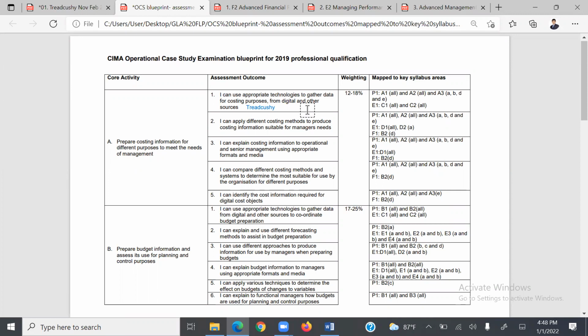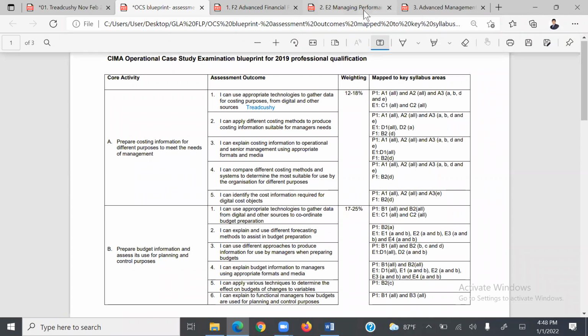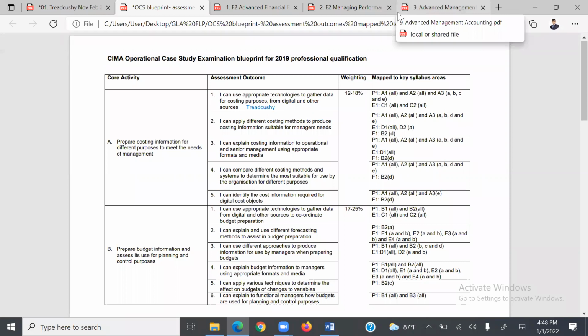Yes, sir. Now they see here the code numbers. P1 is management accounting, then E1. So just want to make sure.